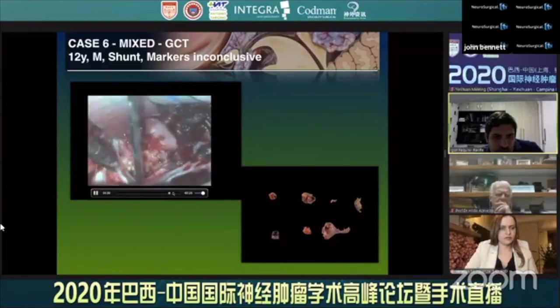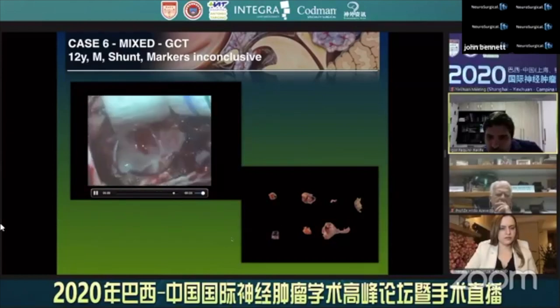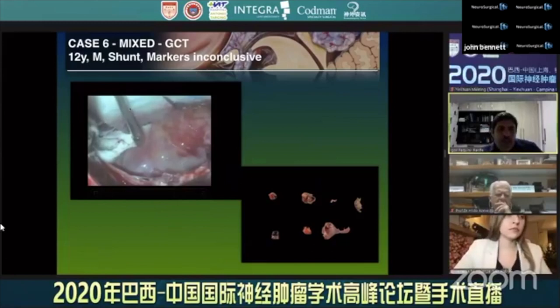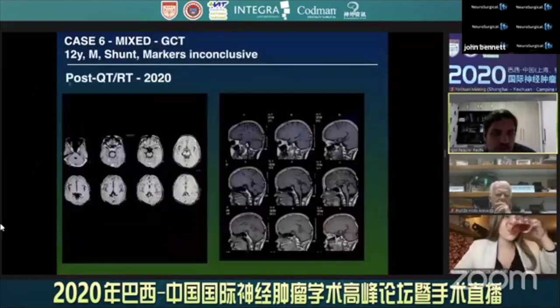And by the end, we have a clear field. This is the anatomic specimen. This patient went to radiotherapy and chemotherapy, and this is the result. So the patient is with the disease controlled in the last 3 years and no neurological deficit.